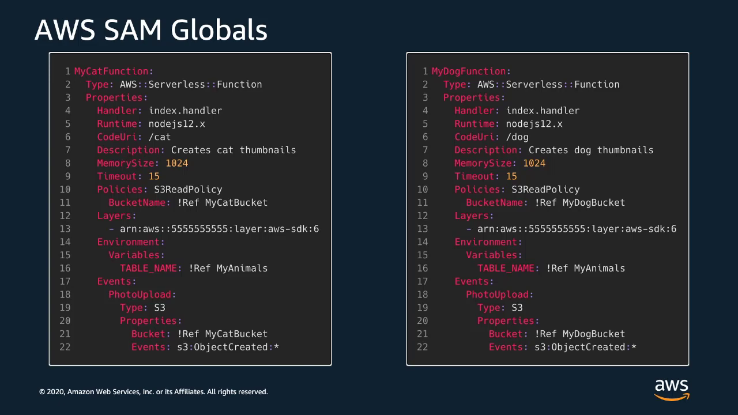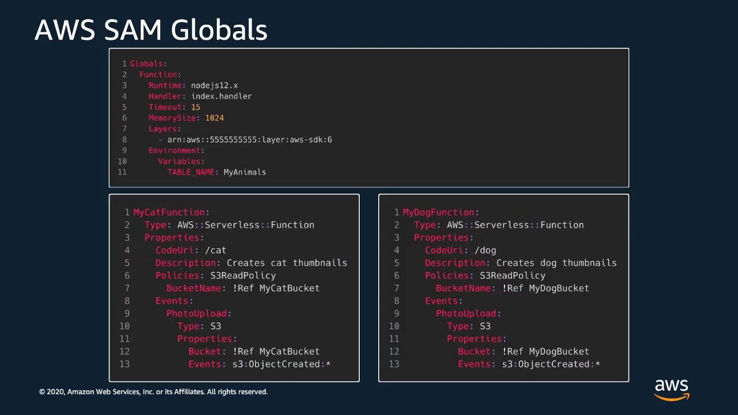So here's where the SAM Globals comes into effect. With SAM Globals, I can actually move those into a global section. I can say for every function, I want the runtime to be node, I want the handler to be found in index.handler, timeout, so on and so forth. And that allows me to make my Lambda function code much smaller. Now, if, say, my dog function needs a longer timeout or more memory, then I can override that. So if I add a memory size to the dog function itself, that will be the memory size that's taken. It will override the globals section.